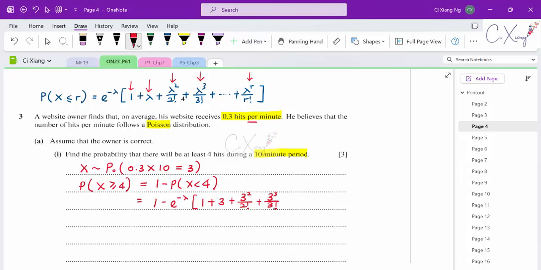By pressing the calculator, I try to help you a little bit. The answer that you get for this part should be a long value. Of course, we have to change it to 3 significant figures as the final answer.